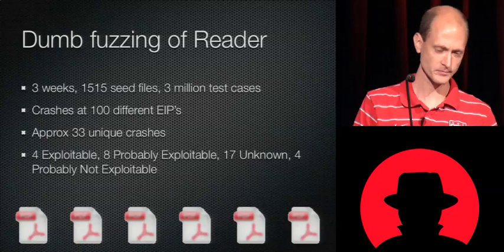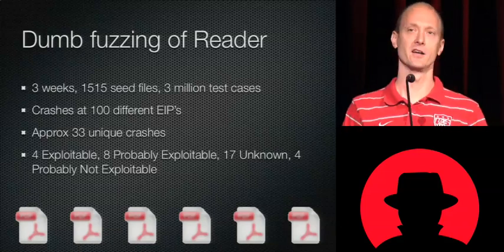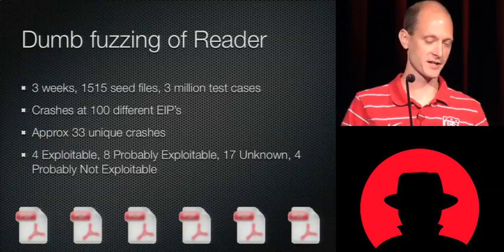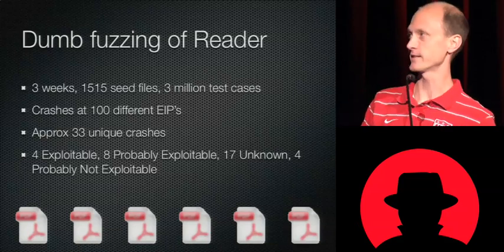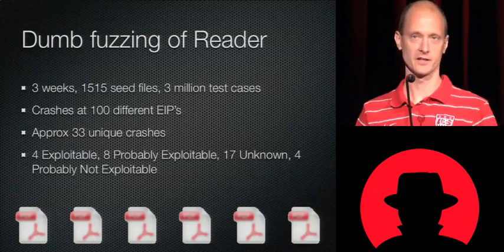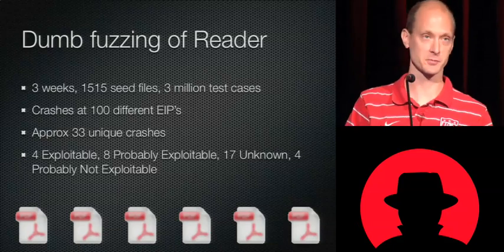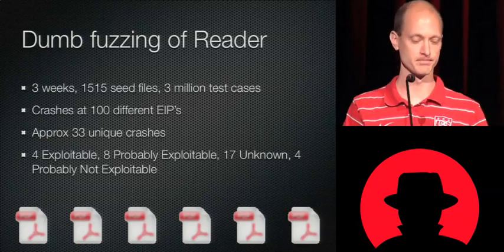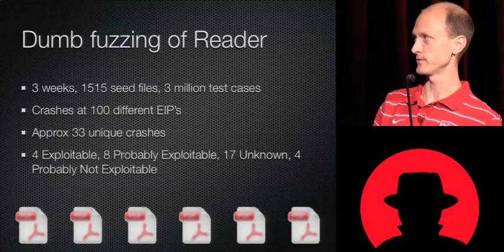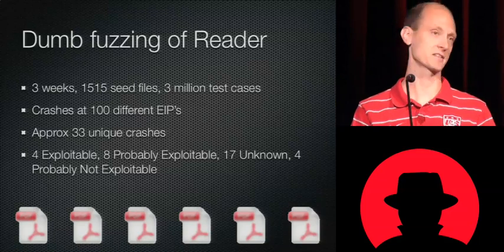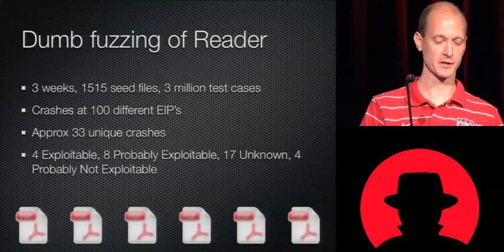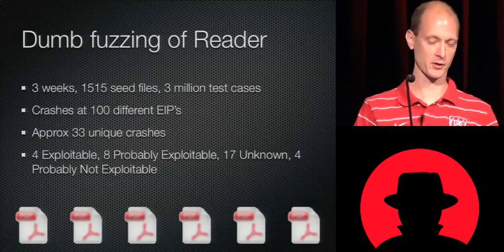Okay, so let's start with Adobe Reader, a favorite target of mine. I fuzzed it for 3 weeks, back in November, and I did 3 million test cases and found crashes at 100 different instruction pointers, of which Bang Exploitable said there were 33 unique crashes. Of those, they categorized them like this: 4 were exploitable, 8 probably exploitable, 17 unknown, and 4 probably not exploitable. So there's a bunch of crashes, more than I want to look at. I don't even really want to look at all 4 exploitable ones, but I probably would do that.